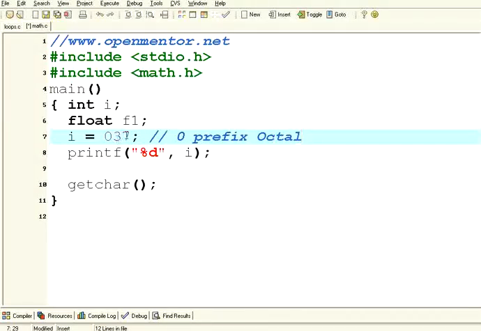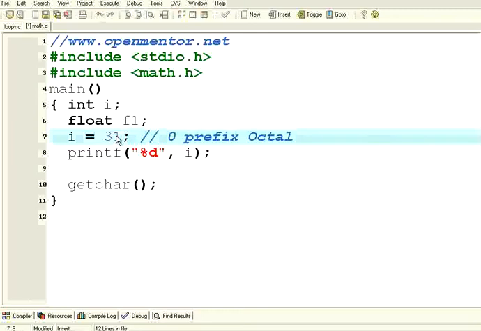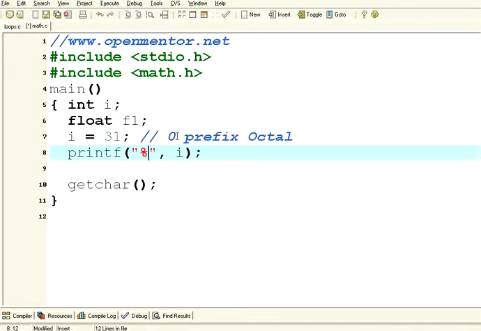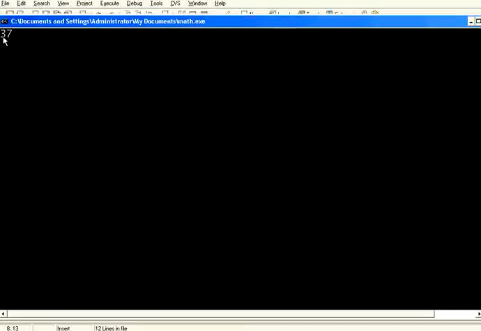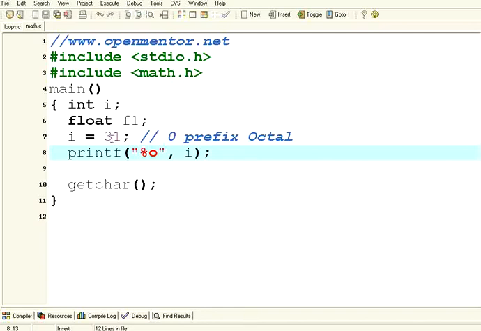The same way, how do I counter check? Now I assign 31 as a decimal number without the 0 prefix. Now I want to print it as octal, %o. Let me execute. Now you see 37. So the octal number 37 is equivalent to the decimal number 31. That's the first thing in terms of the number system.